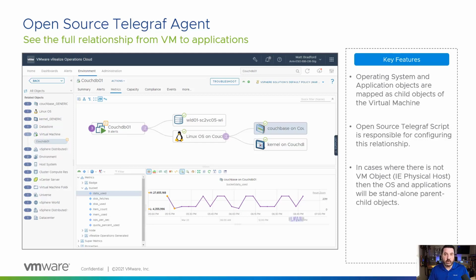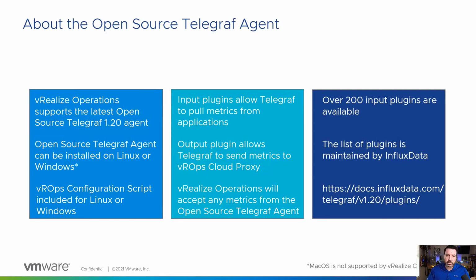But again, the open source Telegraf agent does give you a lot more flexibility as far as being able to monitor applications on physical servers. So just keep that in mind. Now, in vRealize Operations 8.6, we do support the latest open source Telegraf agent, which is version 1.2. We support this running on Linux and on Windows. Now, Influx Data does provide a Mac OS agent, and while you could technically get that data into vRealize Operations, we don't support that. We're only looking at monitoring Windows and Linux OSs, so keep that in mind.